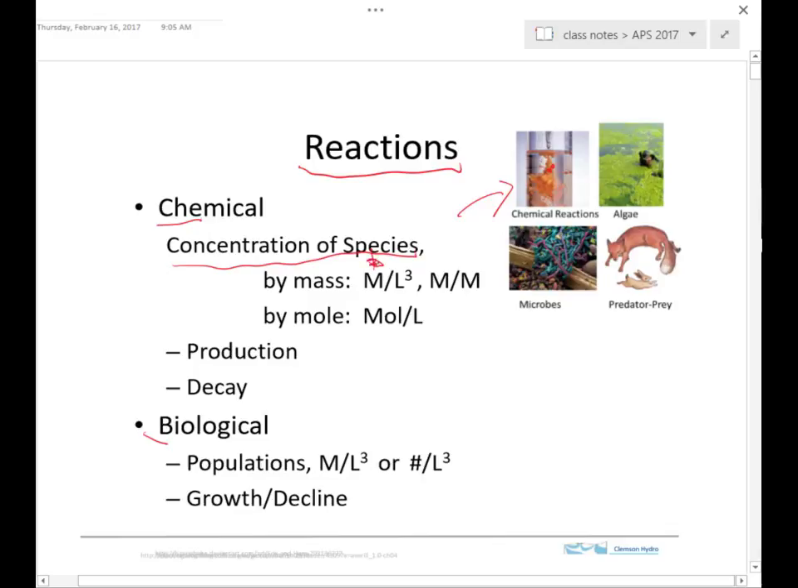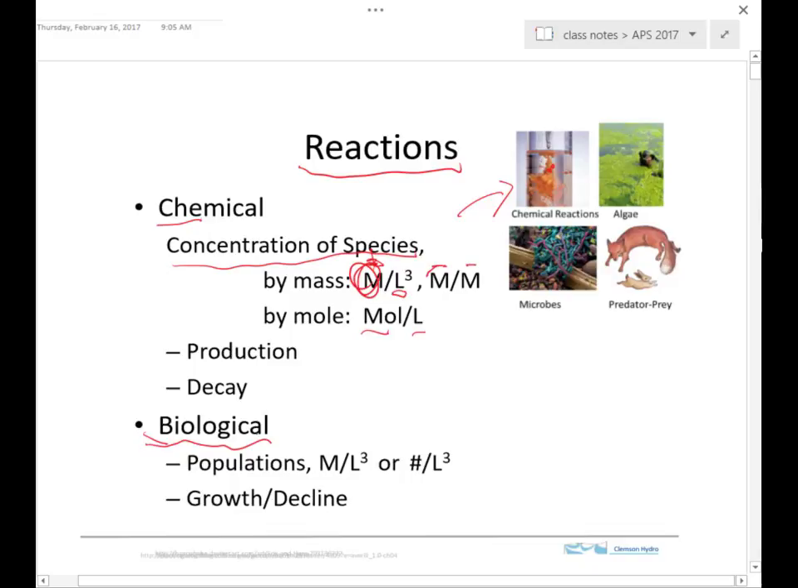The mass of the species per volume, usually of a fluid, so mass per volume of water, say. Concentrations in soils are done typically as a mass of a compound per mass of soil, so on a mass ratio. Another way of doing it is based on moles, so moles of a compound per liter of fluid. And so the kind of things that we'll be interested in is how the mass changes, how it's produced, and how it's decaying. Okay, so those are chemical reactions.